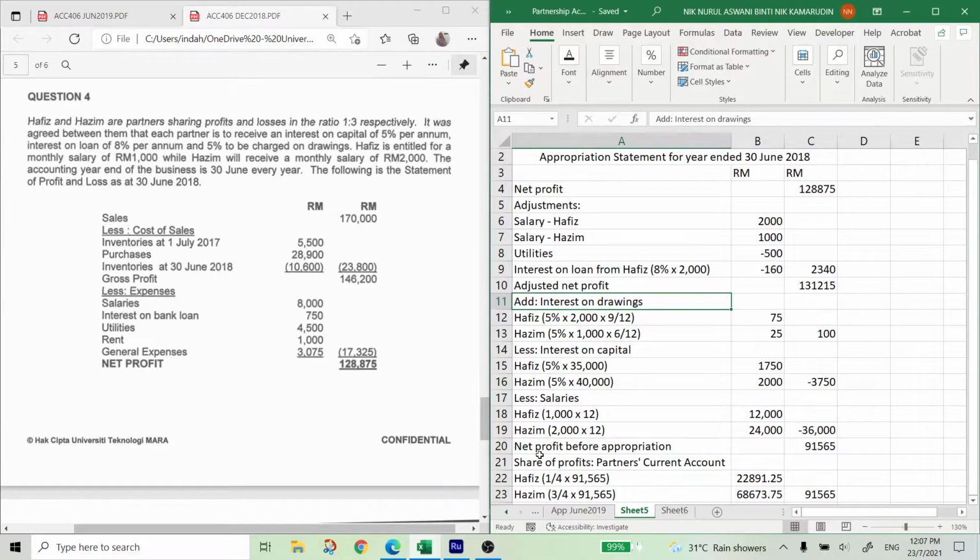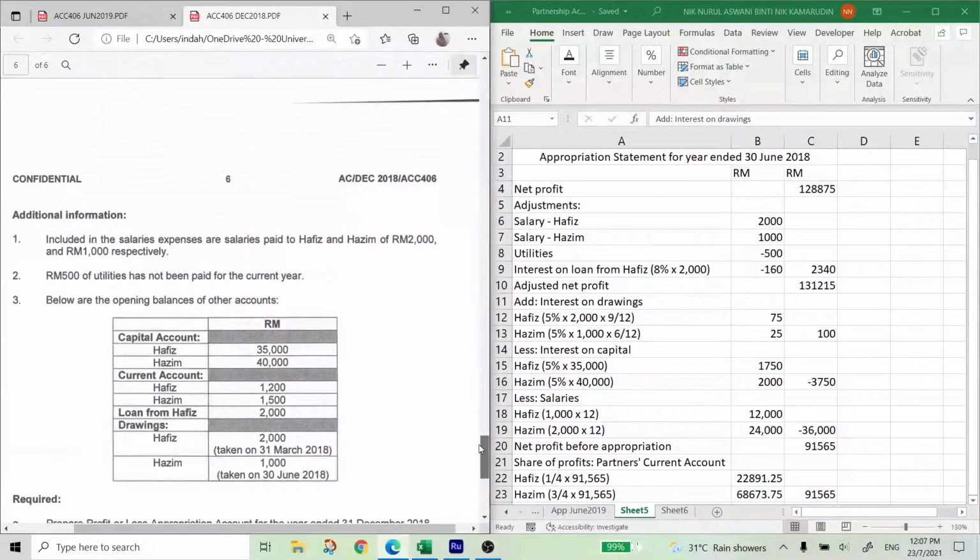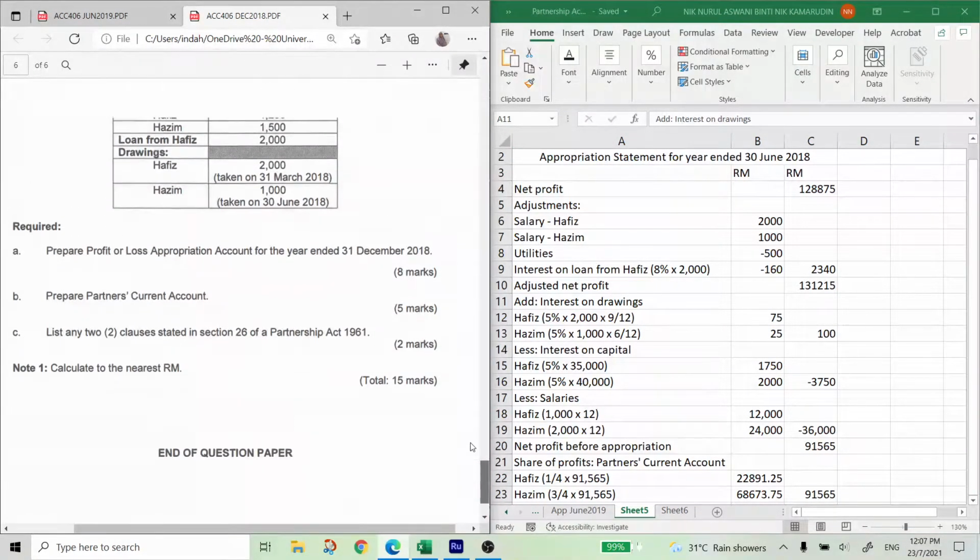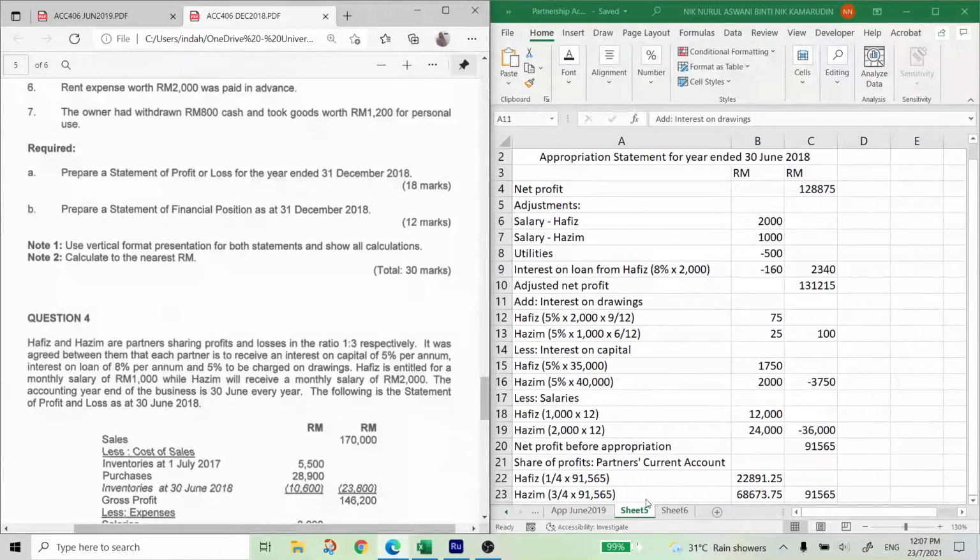Now we have here net profit before appropriation. From this net profit before appropriation, we are going to allocate to each of the partners based on their profit sharing ratio. Based on this profit sharing ratio, the total is 4. So Hafiz is entitled to 1/4, Hazim is 3/4. So that's it. Next is to prepare the partners' current account. So let's prepare the partners' current account.